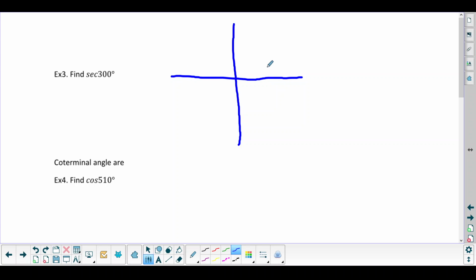So 300 degrees. So 90, 180, 270. This would be a full 360 if we went all the way around. So it's somewhere in here. And we got our right angle triangle. I probably could have drawn this a little bigger. Might get a little crowded. That's why it's a good idea to draw nice big ones.